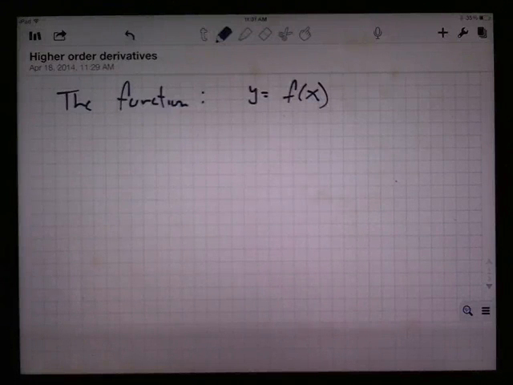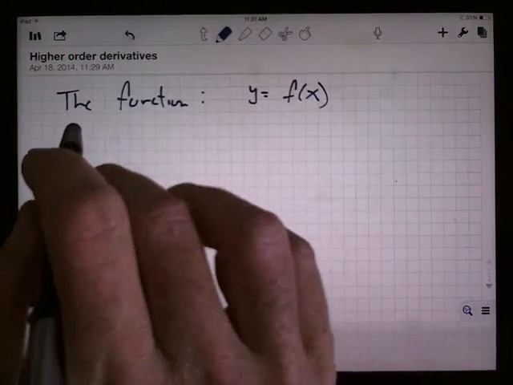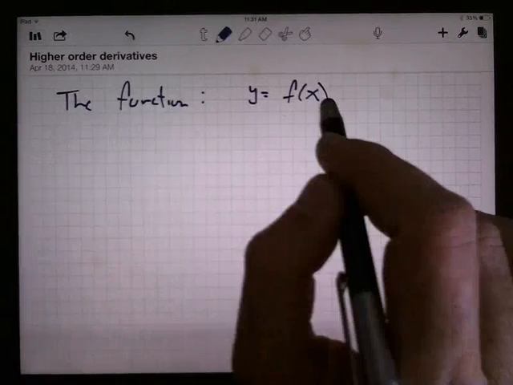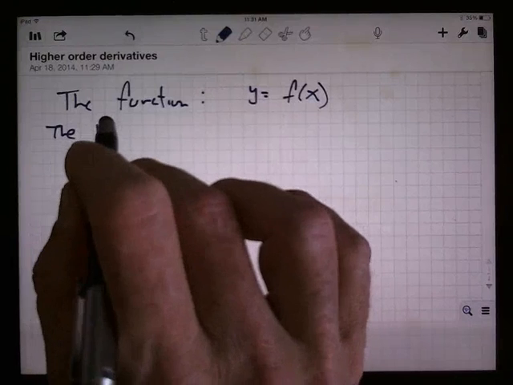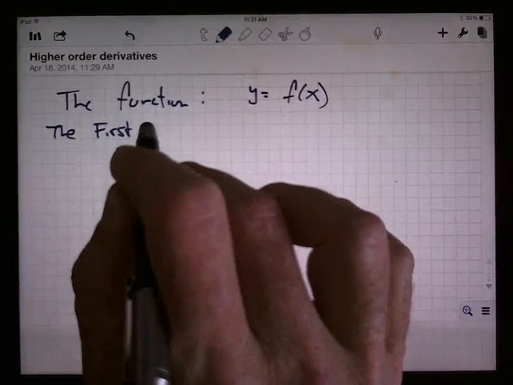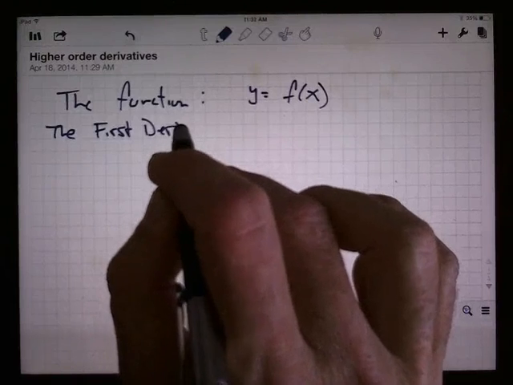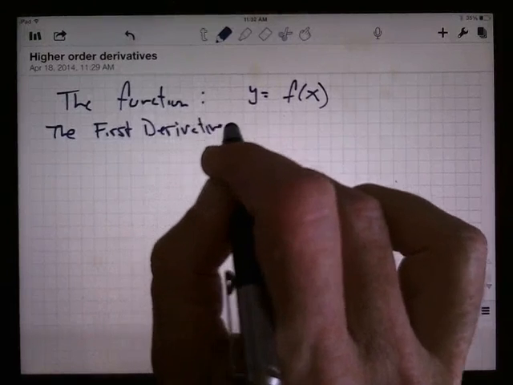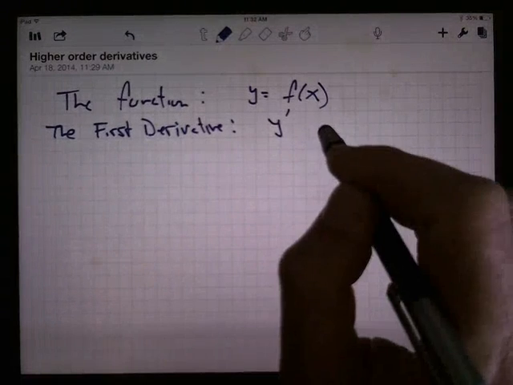The derivative is an operator that takes a function in and spits a new function out. So there are several notations here. Here's the function, and I have what's called the derivative. I'm going to call it the first derivative here because we're going to have other derivatives too. So the derivative is the function y prime, right?